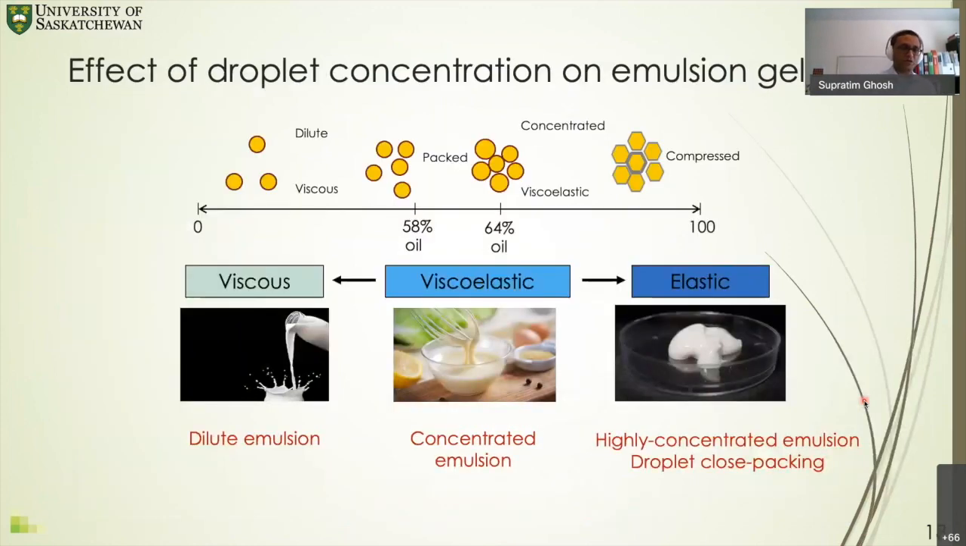Here is a slide showing how droplet concentration can increase emulsion gelation. If you have fewer droplets, it's a dilute emulsion. As you increase oil concentration, they become packed, and at around 64% droplets, if the droplets are the same size, monodisperse, their surfaces touch each other and you reach a gel state. If you add even more, you get a more compressed droplet structure. So based on droplet concentration, you can convert a dilute emulsion into a viscous salad dressing, a viscoelastic product, and then ultimately an elastic material like mayonnaise.